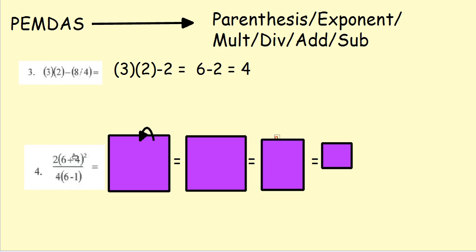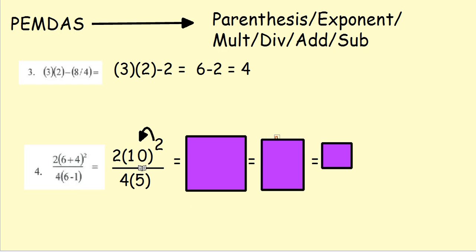Same thing's happening here. Remember, we're doing what's in the parentheses first. 6 plus 4 is 10. Everything else should stay the same. Down below, we have 6 minus 1, which should give you 5. So notice the only thing we changed was what was inside the parentheses.